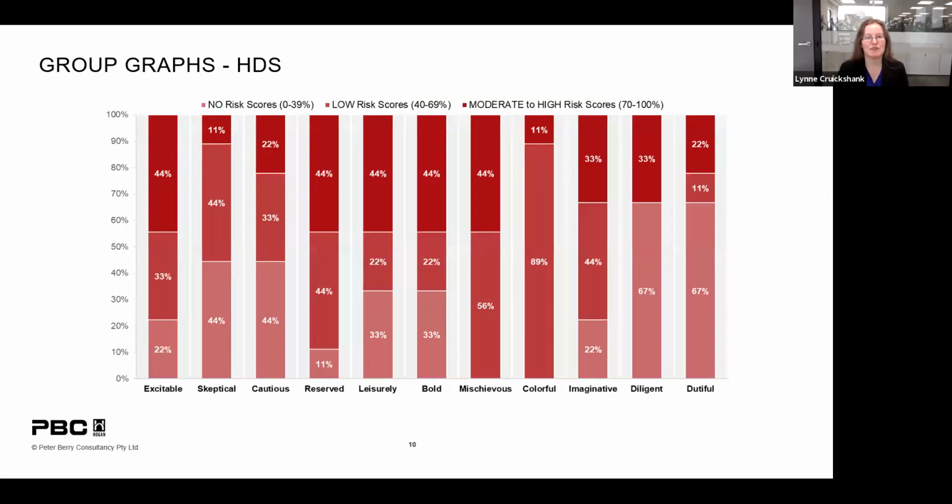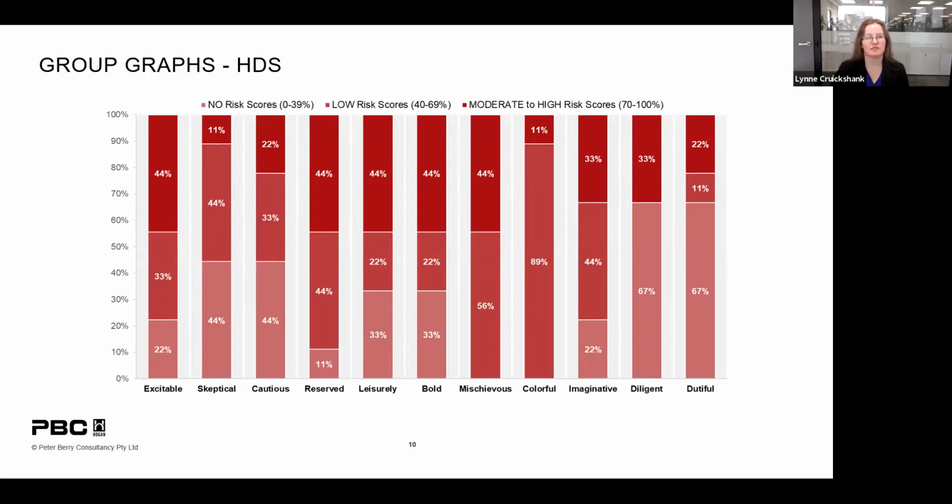So it can be a bit easier with the frequency graph to see a bit more of what's coming through. Certainly, the mischievous comes through as a bigger one, as well as the bold for this particular group. So, a lot of confidence, a lot of assertiveness, that willingness to push boundaries and test the limits, but the risk of what can happen when they overplay and overdo that.